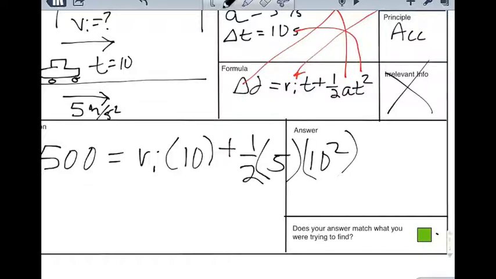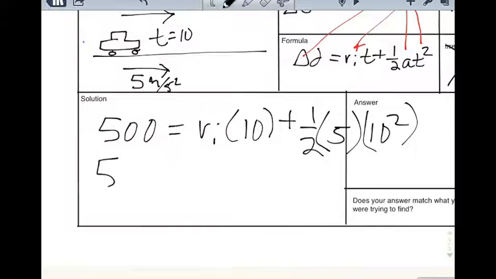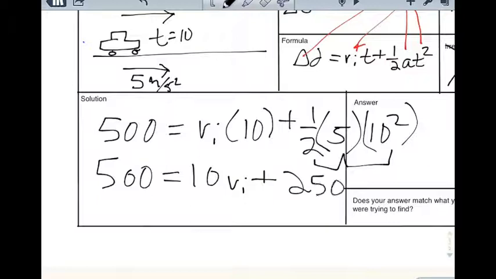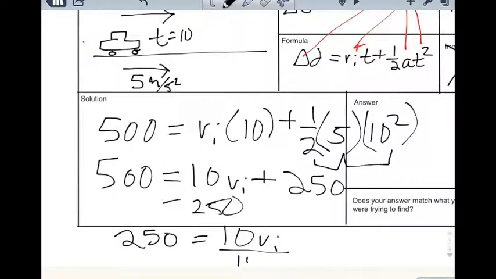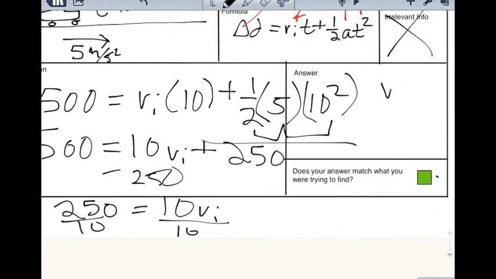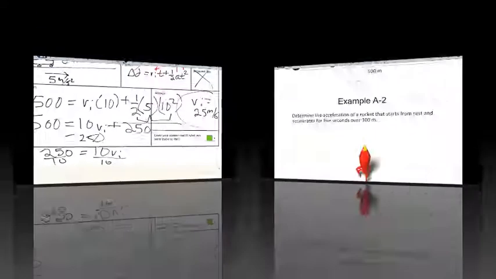At this point, you can go ahead and do some math, and we can say, okay, 500 equals 10 VI plus 10 squared is 100, times 5 is 500, divided by 2 is 250. We subtract 250 from both sides, and when we do that we get 250 equals 10 VI. We divide both sides by 10, and when we do that we get VI is 25 meters per second.